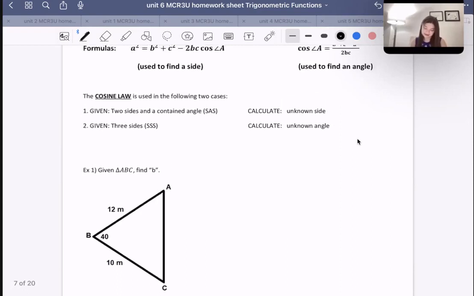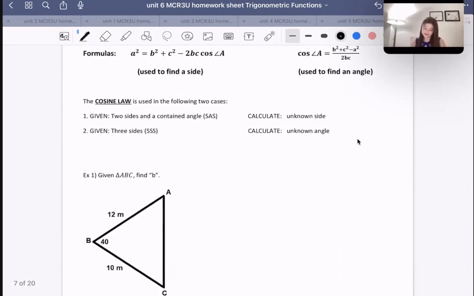Okay, so let's use the cosine law to solve this one here. So first, let's talk about what we're given. We're given angle B. We're also given sides A and C, and we're asked to find the unknown. We're asked to find side B. So since we're being asked to find a side, I'm going to use the first formula here as opposed to the second formula.